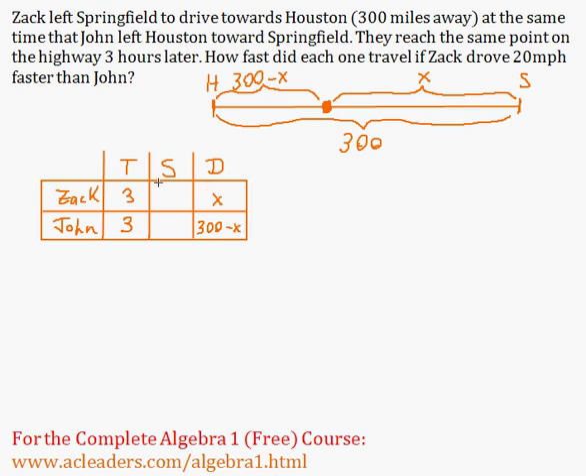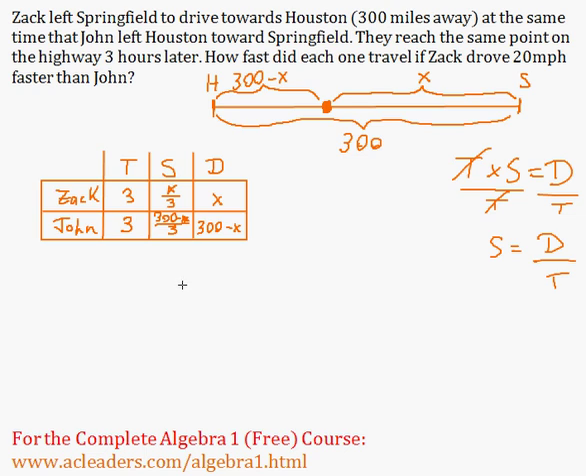Okay, now remember one thing. Time times speed equals distance. Speed is what we have left out here, so I want to isolate it. And speed is distance over time. So for Zach, that's x over 3. And for John, that's just 300 minus x over 3. Well, that's an x right there. It's kind of hard to see, but oh well.